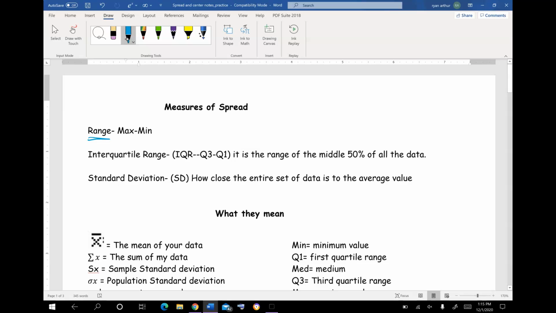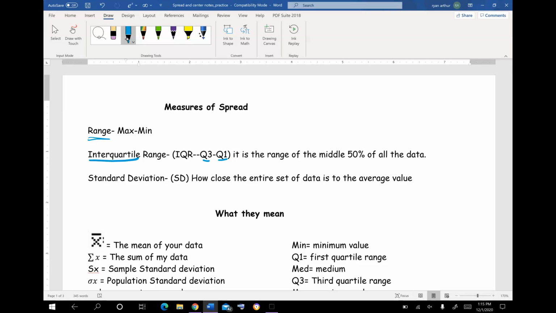Now, your interquartile range is basically the same thing, except, now remember when we were making our box plots, we had the Q3 and the Q1. So interquartile range is where you say Q3 minus Q1. And then standard deviation, we're not going to do the formula. Desmos does it for us, and I'm going to show you how to do that in just a minute.